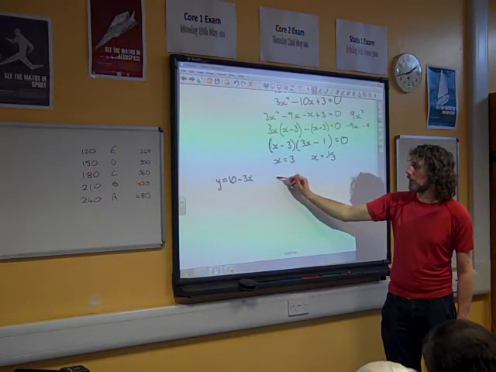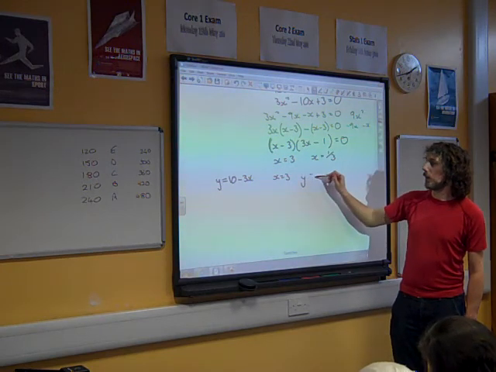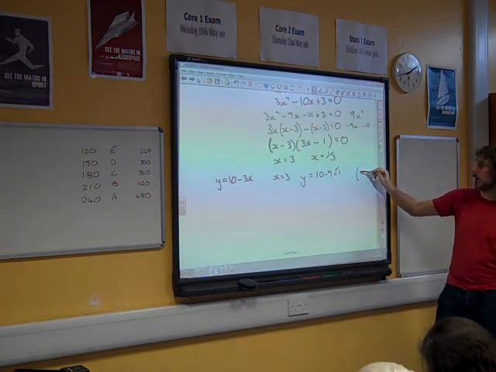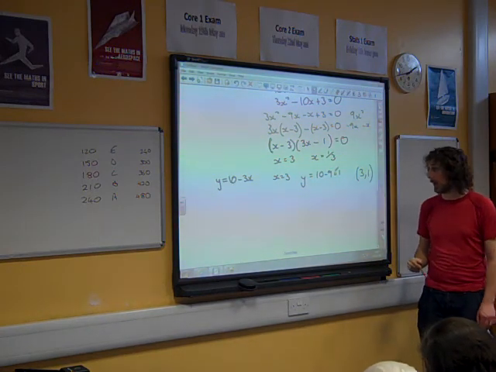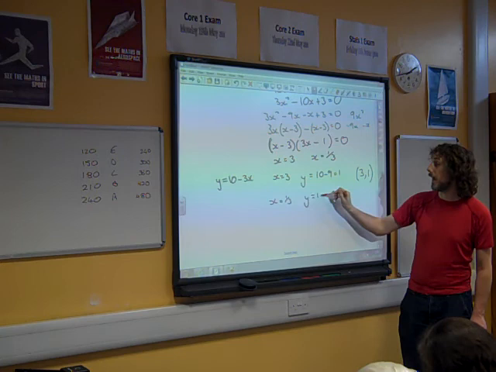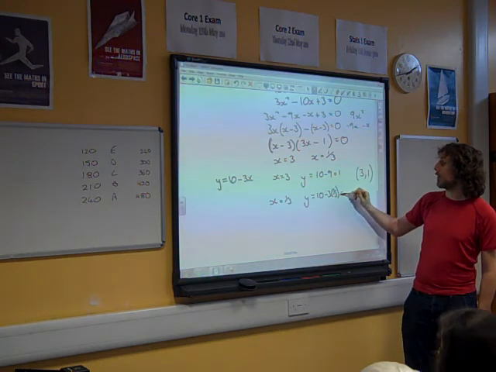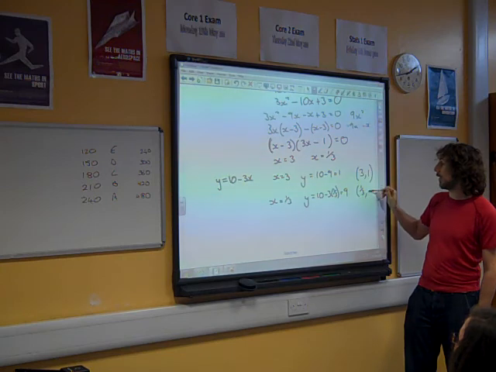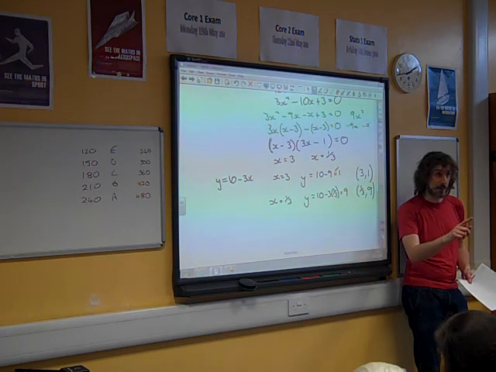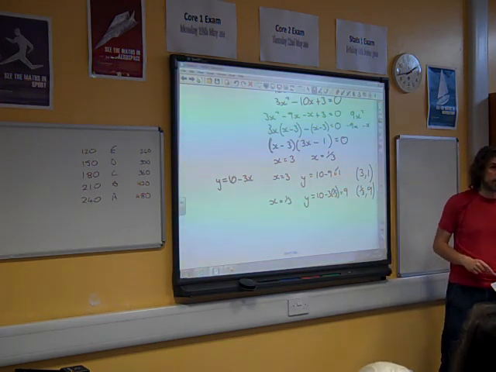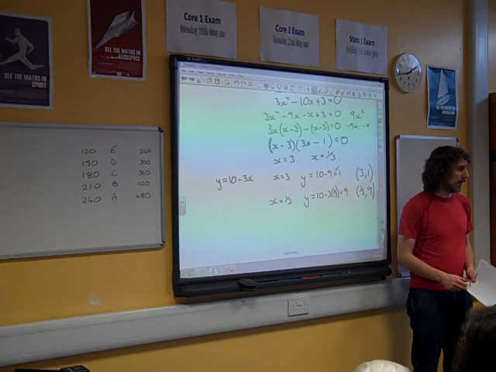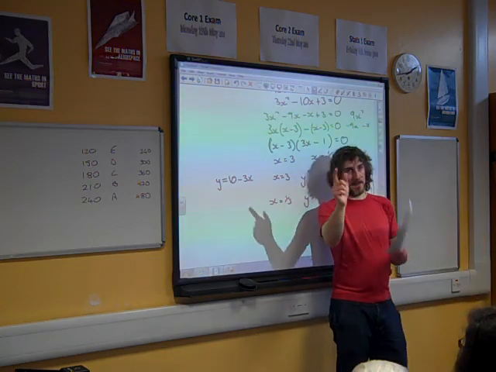y, if x is 3, would be 10 minus 9, so that would be 1. And the other one, if x is a third, we've got y is 10 minus 3 lots of a third, which gives us 9, doesn't it? So a third and 9, and that would be our solution to the simultaneous equations. Don't forget to go back and find the other value if you're having to do that. Great. Stop the video.